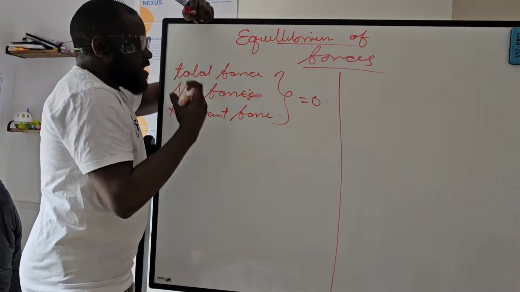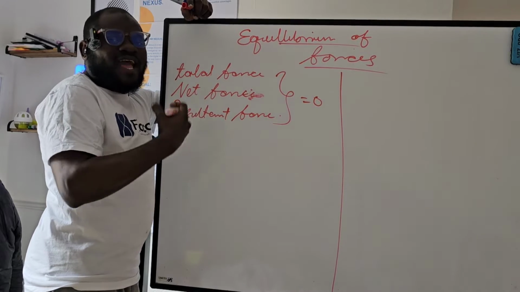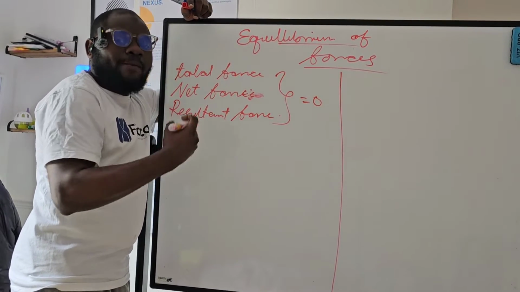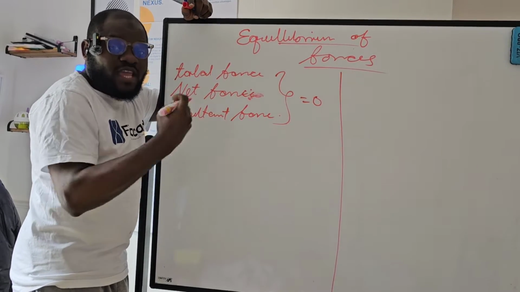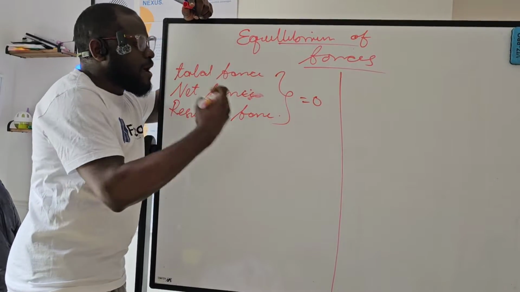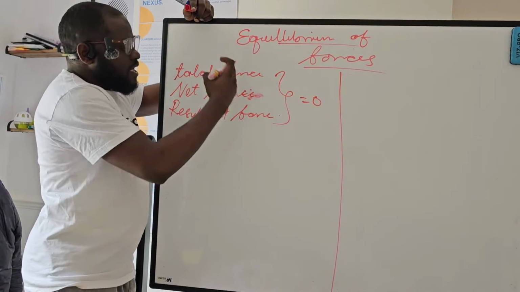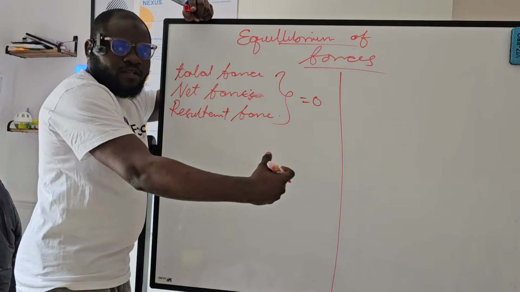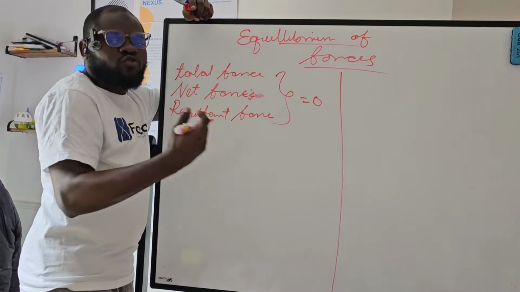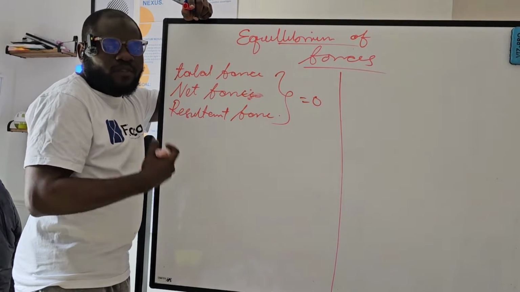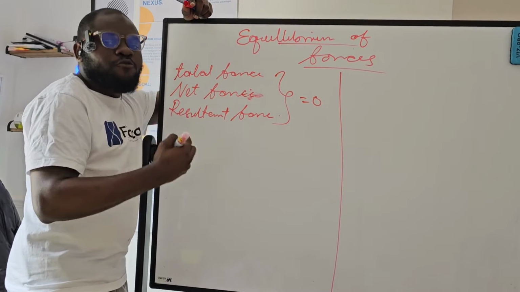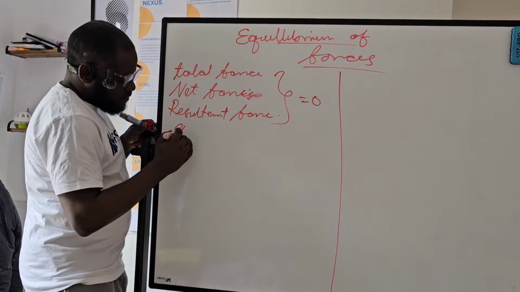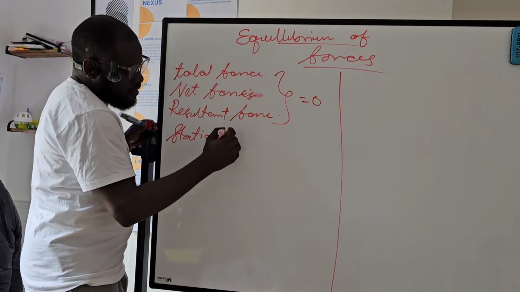Now, the examiner will want to ask you the types of equilibrium that we have. When they ask you about the types of equilibrium, which is the second thing that they might want to test you on, if they know that you understand the definition of equilibrium, to further be sure that you know it, they want to ask about the types of equilibrium. When they say types of equilibrium, we majorly have what? Two. And that includes static equilibrium.